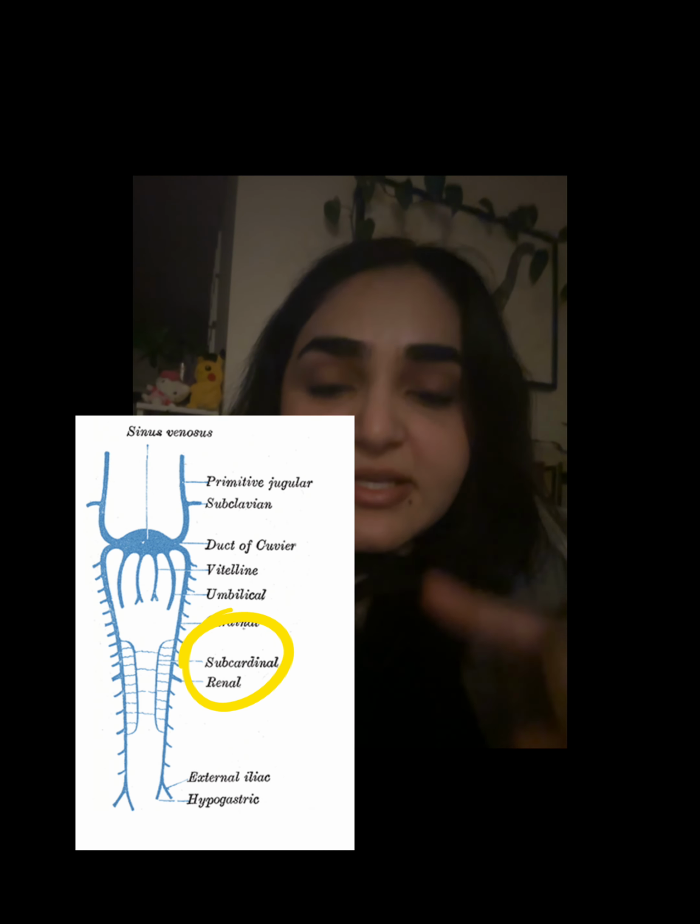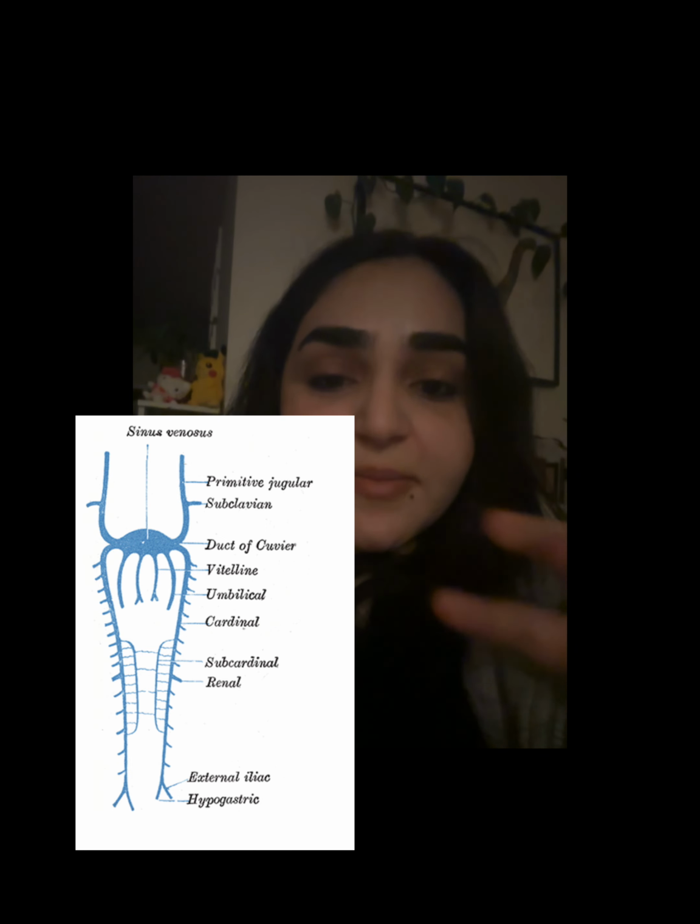As the embryo develops its venous system, the venous system starts off as a scaffold, and most importantly, it starts off symmetrical. Now, let's look at these subcardinal veins over here. These subcardinal veins are really important because they are the veins that initially drain the gonads and the kidneys.